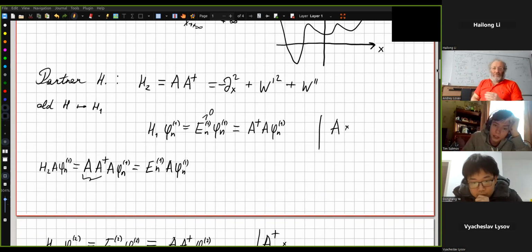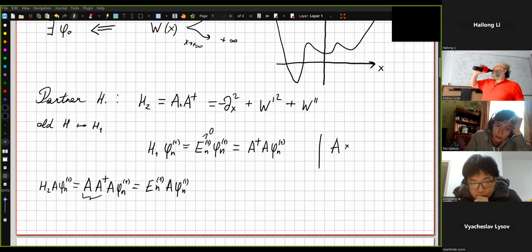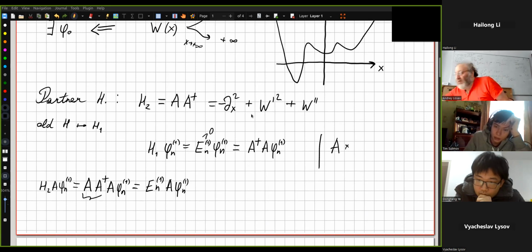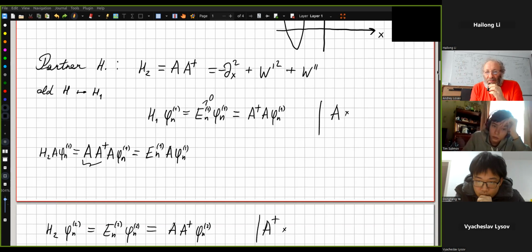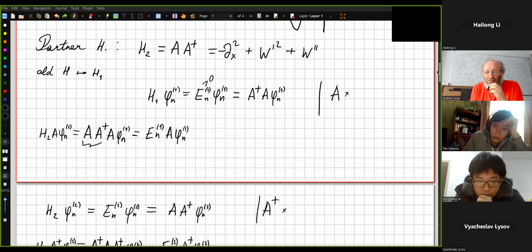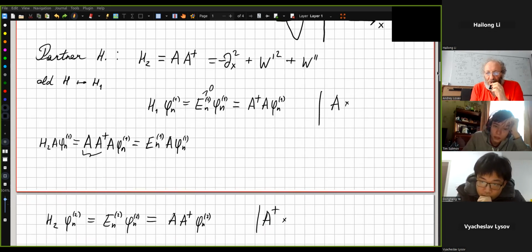All right, the next idea was to form a partner Hamiltonian. That is a Hamiltonian which is formed by the same operators A and A dagger, but in a different order. So it's first A and then A dagger. After some calculation, we get the potential here. We see that it's very similar to the previous one, but the only difference is a sign, this one. And we see that there's a very nice relation between eigenfunctions of H1 and eigenfunctions of H2.